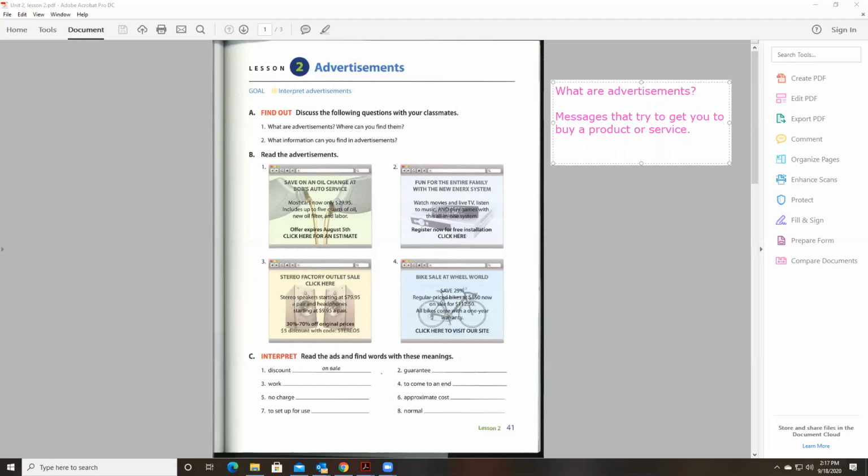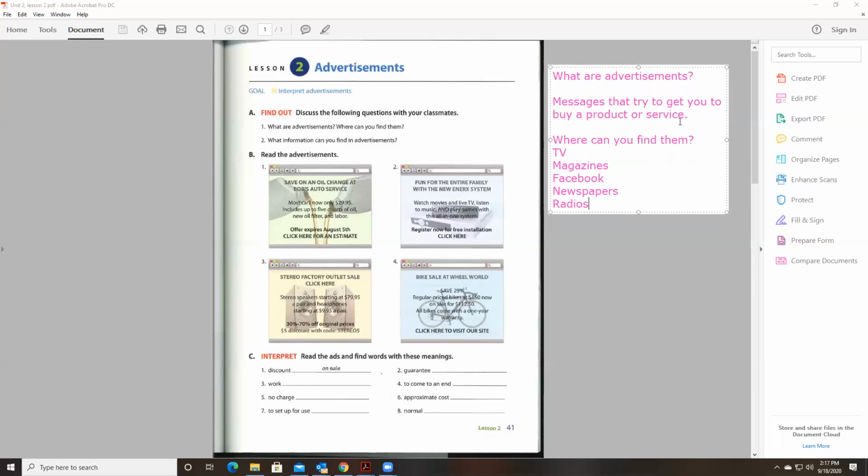So the next part to that question is, where can you find them? Where do you find advertisements? They can be on TV, in magazines, on things like Facebook, in newspapers. There are some advertisements on radios. All of those are places where you can find advertisements. Now, if you have other ideas of what advertisements are and where you can find them, please make sure to write them down. That way I can look at them when I check your homework on Monday.